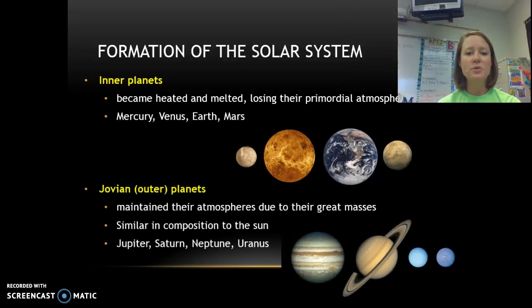Our outer planets, which we call the Jovian planets or gas giants, because they maintained their atmosphere. They're much larger, greater masses, so the solar wind did not remove those atmospheres. They do have similar composition to the sun, so they're made mainly of hydrogen with helium and a few other elements. And these are Jupiter, Saturn, Neptune, and Uranus.